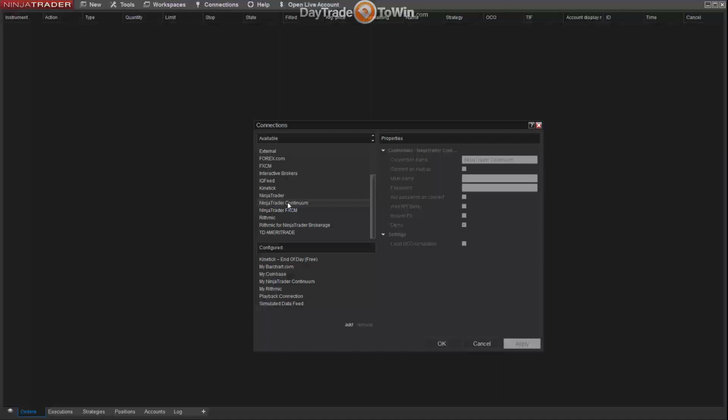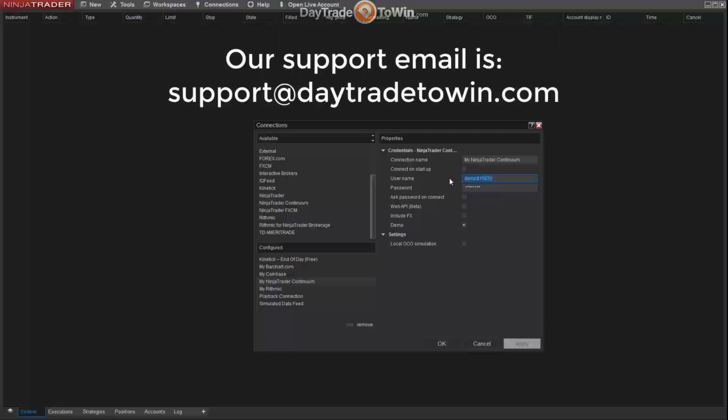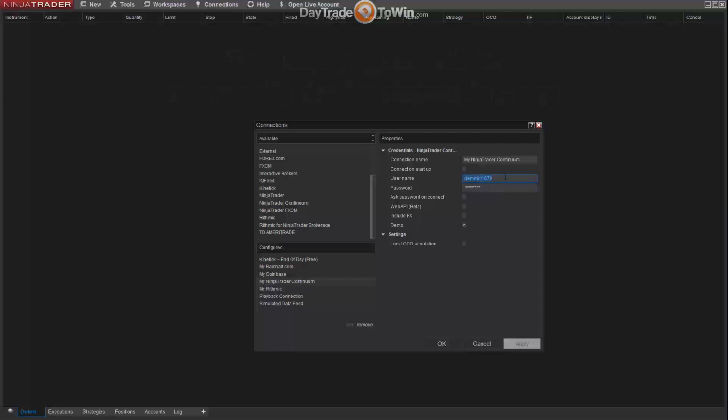And when you see that, double click it. And then at that point, it will drop down here. Click on it here, and then you can enter a username and a password. Again, if you don't have one, you can email us at support@daytradetowin.com, and then we will assist you in getting a data feed. Once you have a username and password or a data feed, input that information here and then click on OK.